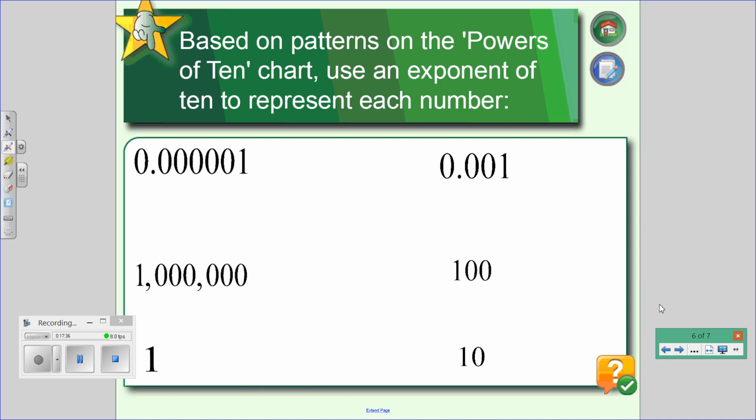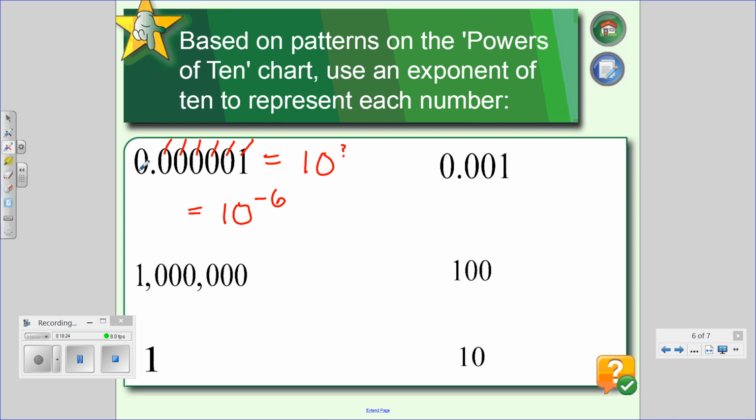Okay, let's reverse that process. Last thing here. Based on the powers of 10 chart, use an exponent of 10 to represent each number. Interesting. So this is 10 to the what power? Well, let's think about our patterns that we had going on. How many significant place values are after the decimal point? To turn this into a 1, you'd have to multiply by 1, 2, 3, 4, 5, 6 factors of 10. So that means that this is going to be 10 to the not positive 6, but negative 6.